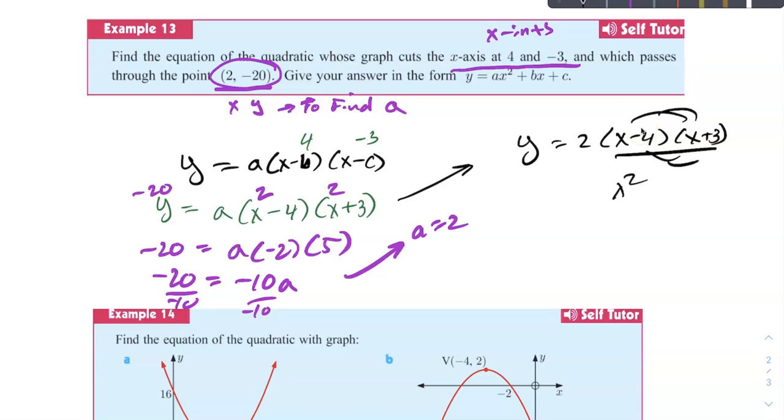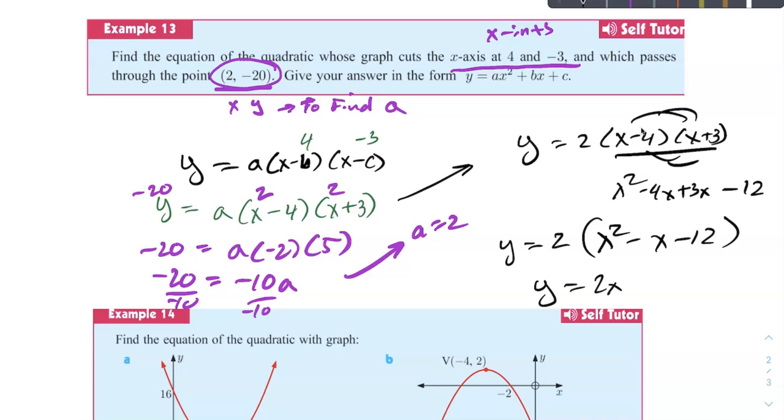You should get x squared minus 4x plus 3x minus 12. So x squared minus x minus 12. Multiply all that by 2. So y equals 2x squared minus 2x minus 24. And that is our answer.